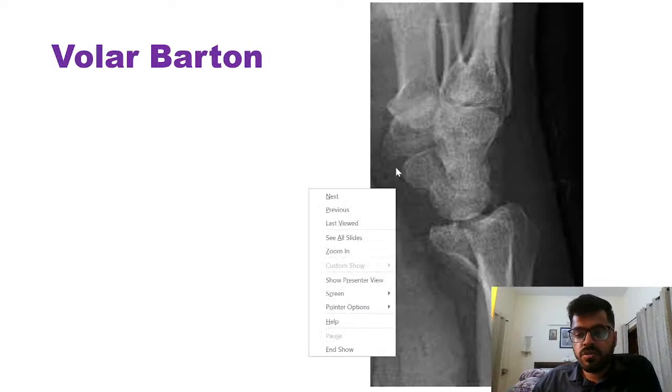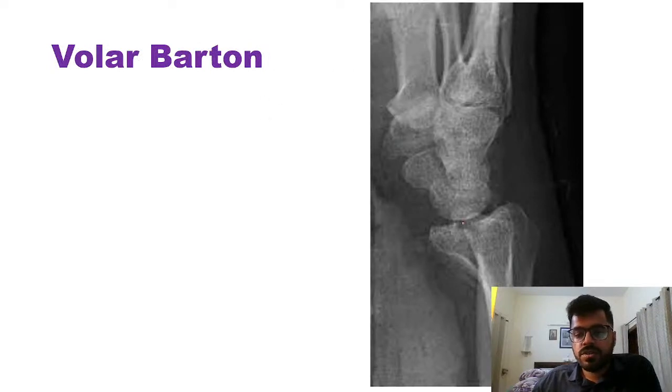For example, this is a volar Barton fracture. So this is the volar lip, this got fractured and the whole of the carpus came along with the volar lip. So there is joint subluxation or dislocation. Here the space is increased. So this is a volar Barton. Similarly, with the dorsal chip and dorsal subluxation, there is a dorsal Barton fracture.